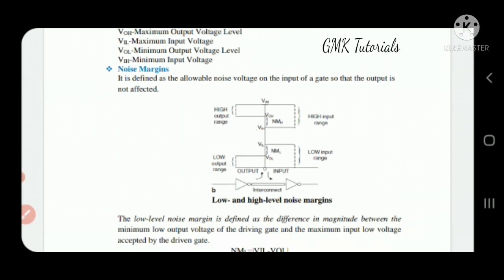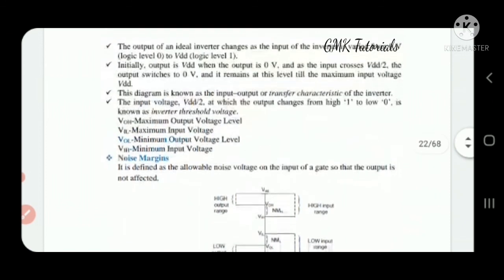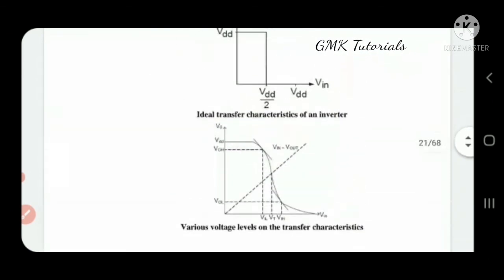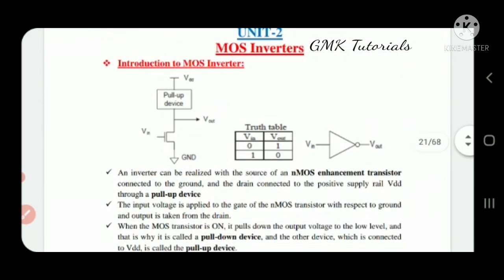That kind of acceptable range is generally called a noise margin, simply. So now I will conclude this session regarding the MOS inverters. In the later session we will discuss different kinds of topics.